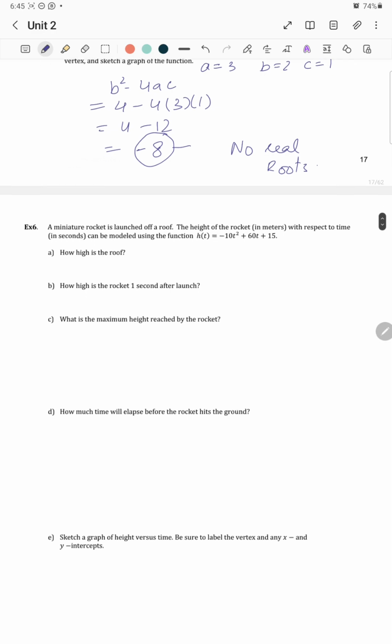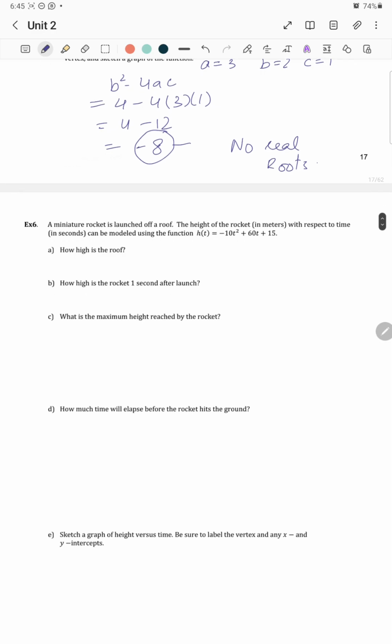A miniature rocket is launched off a roof. The height of the rocket with respect to the time can be modeled using the function h(t) = -10t² + 60t + 15. How high is the roof?